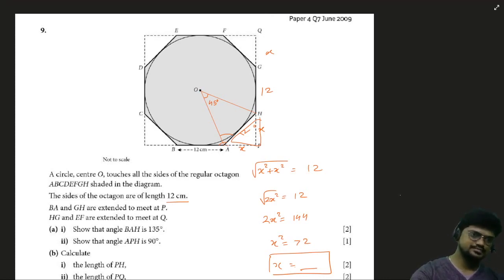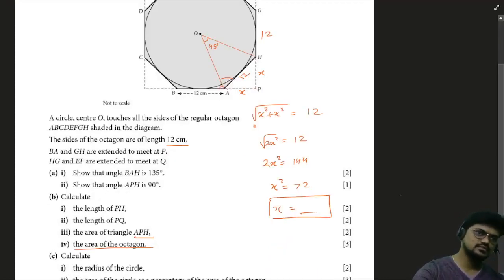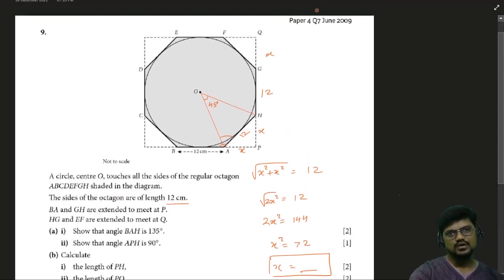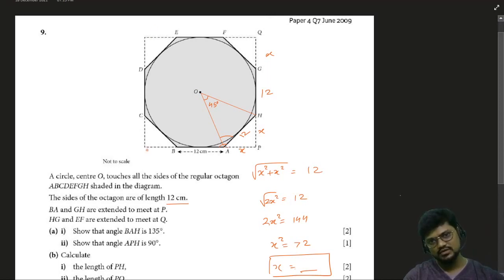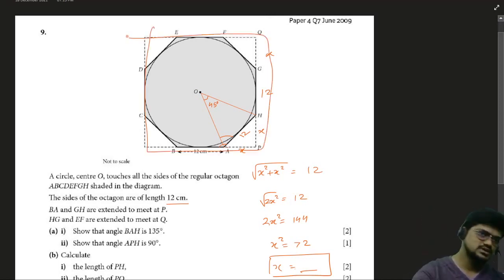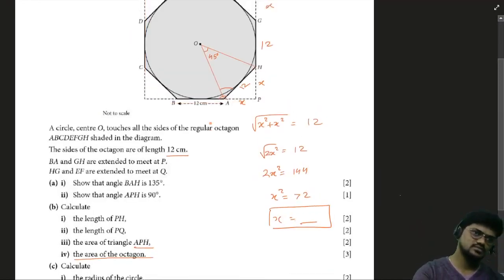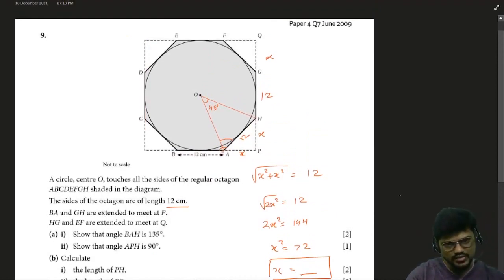Got it or not? Palak, you are there? Yes, sir, I'm here. So what I was asking, how will you find the area of the octagon? You can find the area of this square since we have one of the sides. Do we have the area of this one triangle?